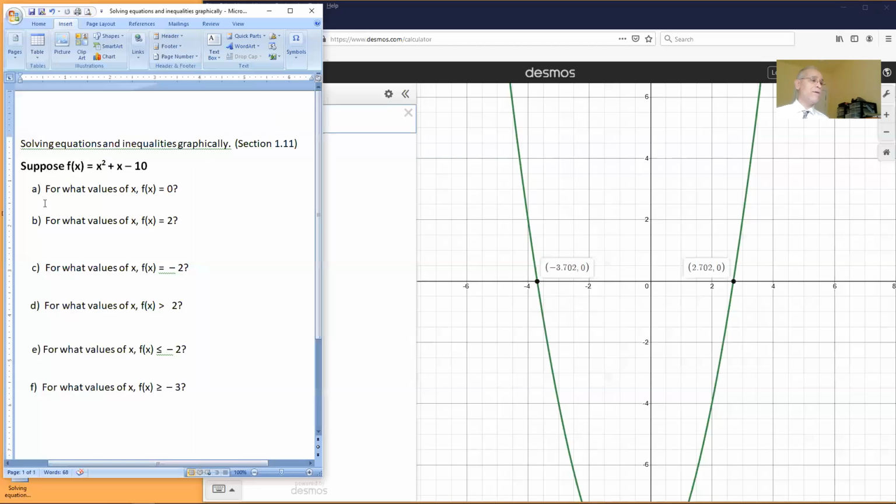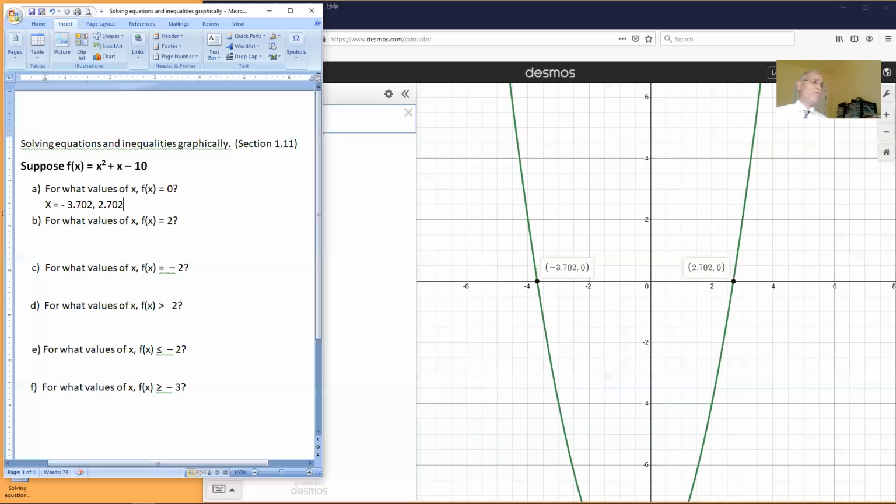So I'm going to go ahead and write down the answer for x equals, since notice the way the question is phrased. So, for what values of x, f of x equals 0? For what values of x? So x equals negative 3.702 and 2.702. So at x equals negative 3.702 and x equals 2.702, the height of the graph is 0.